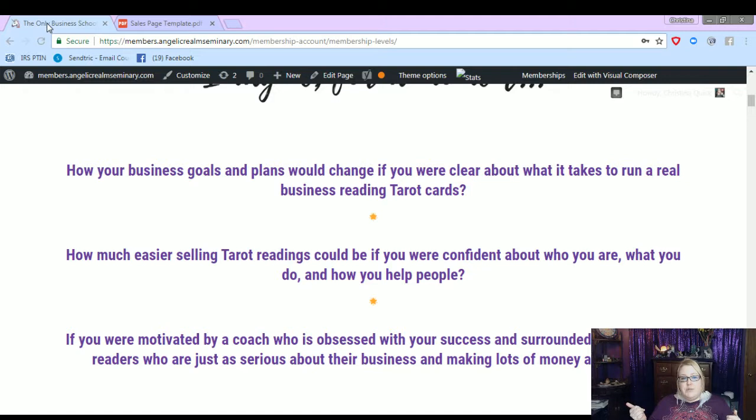So one, how would your business goals and plans change if you were clear about what it takes to run a real business reading tarot cards? Well, the person reading this would probably be like, wow, I'd probably know what was expected of me. I would probably feel like my business was going somewhere. I would probably feel more confident, right? And at the end of the day, like I was talking to Rachel about this the other day, and I don't know if I've talked to you guys about this before, but selling is very lower chakra based. People don't buy based on their higher chakras.